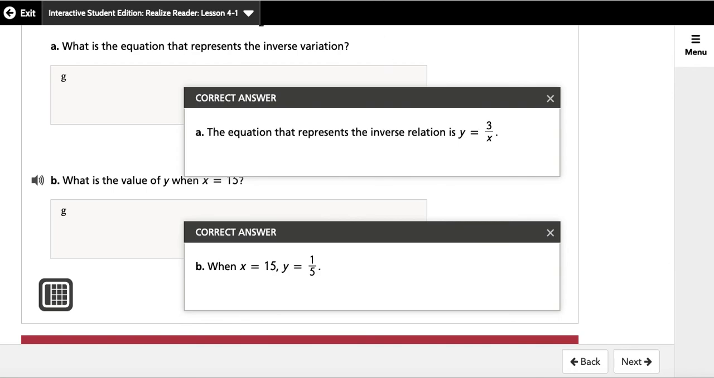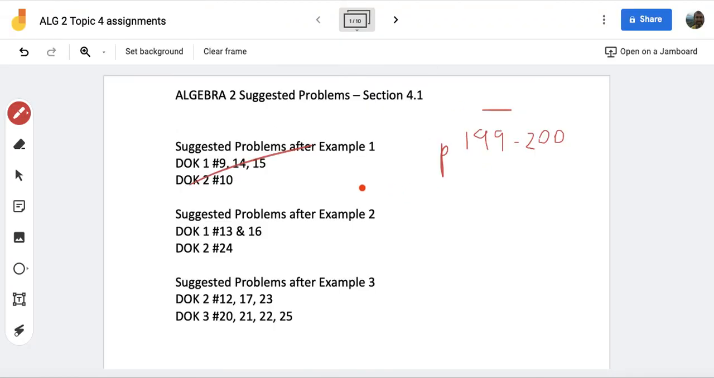Very good. Okay, on pages 199 to 200, you can do these three problems, 13, 16, and 24.